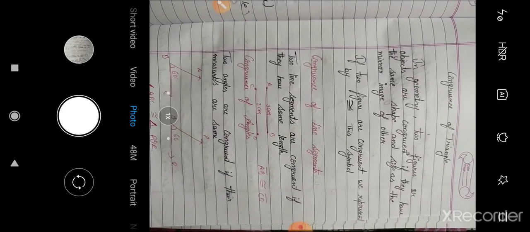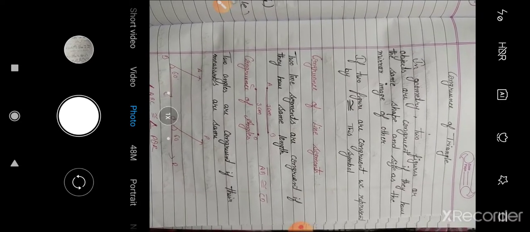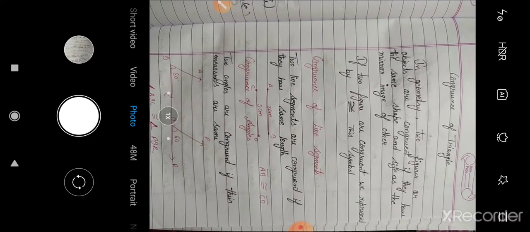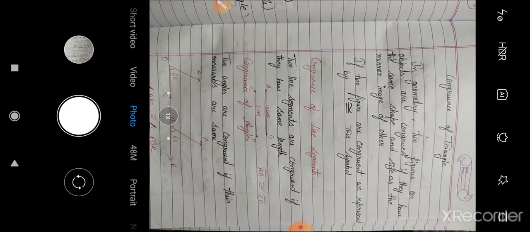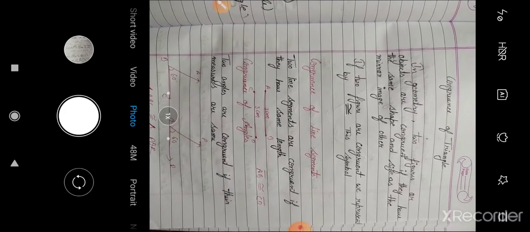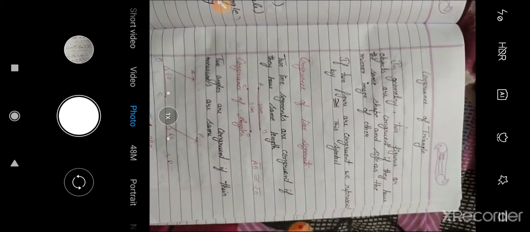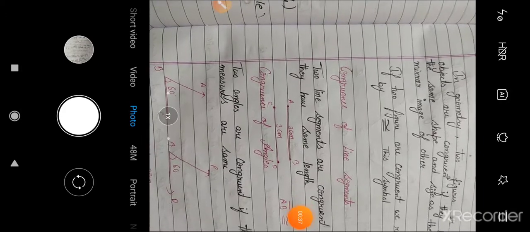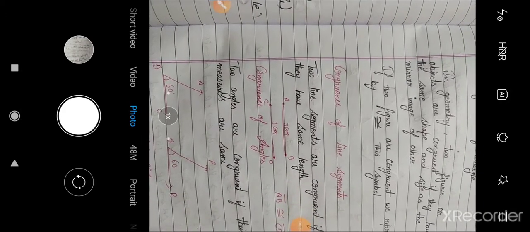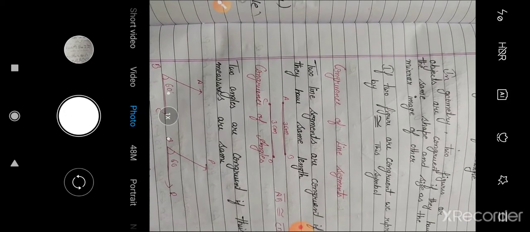In geometry, two figures or two objects are congruent if they have the same shape and size, as the mirror image of each other. If two figures are congruent, we represent it by the symbol. It means when we place one figure on another one, they completely overlap each other.